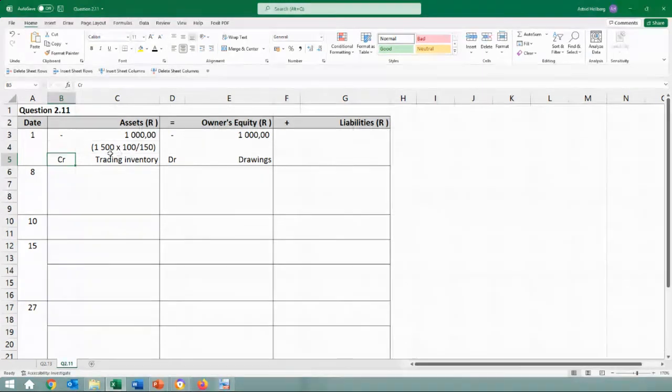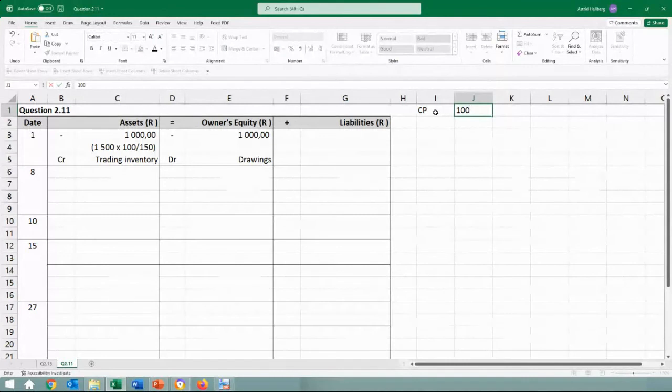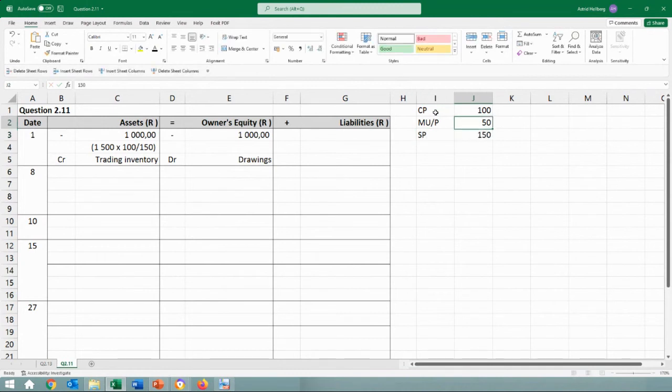So to calculate the cost value, we take the 1,500, which is the sales value. We multiply it with 100. So I said our cost represents 100 because the markup is on cost. Our markup percentage or profit is the 50% that was given to us, which means our sales price percentage is the 150. So that is adding the other two together. Okay, so that's where I got to that.